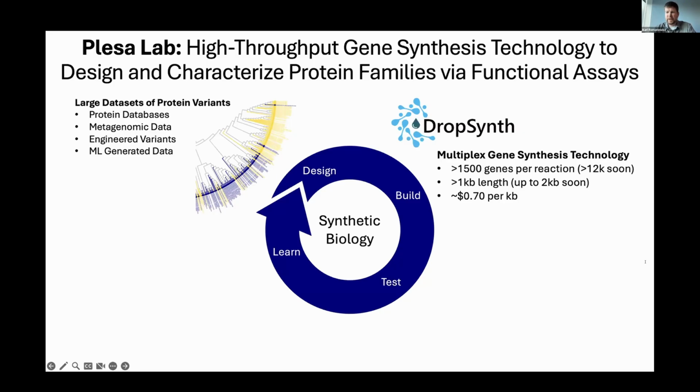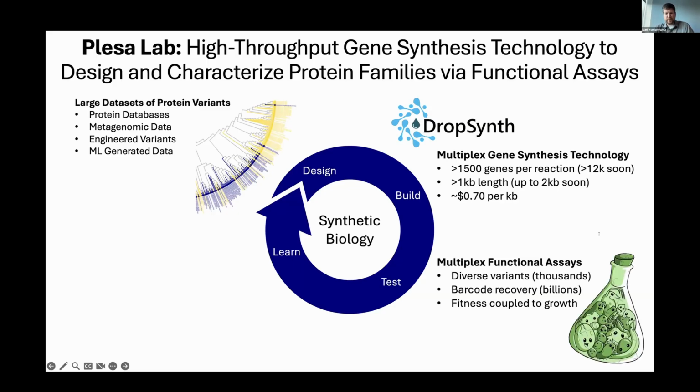With dropsynth, we can build up to over 1,500 gene variants per reaction. We're currently prototyping a 12K version soon, so that'll increase our output by an order of magnitude. Our dropsynth process is capable of generating gene variants of up to 1 kb in length, and we're also optimizing to process up to 2 kb gene lengths in the future. At a cost of about 70 cents per kilobase, our gene synthesis platform is capable of generating these large synthetic gene libraries at a really incredibly affordable scale.